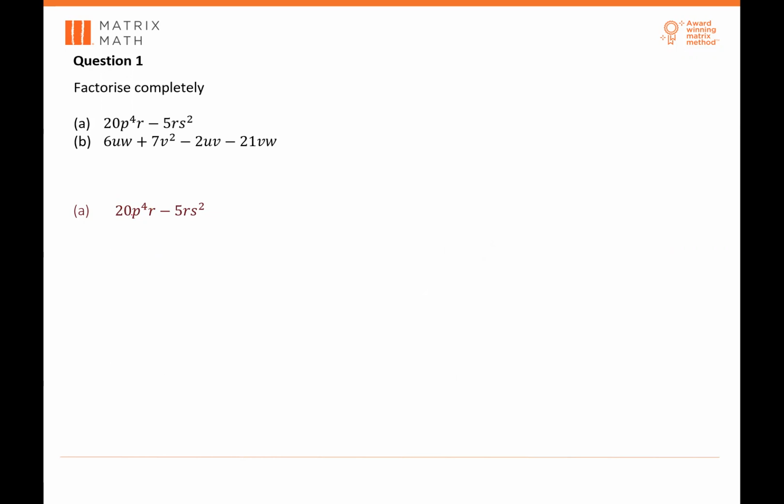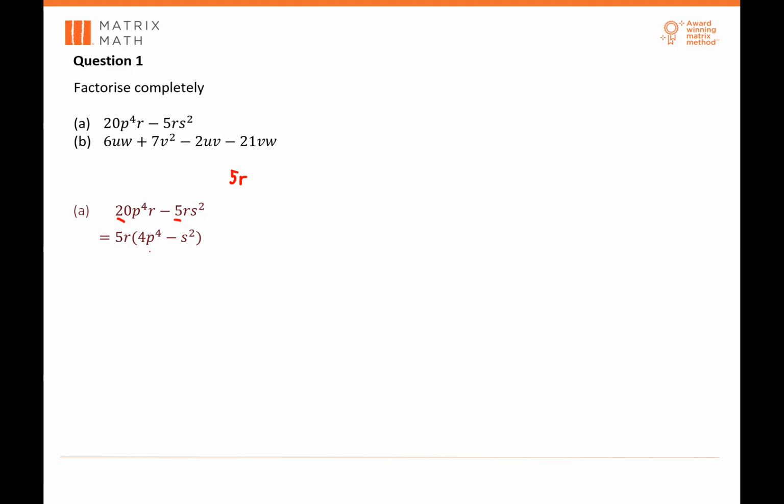If I look at the numbers, 20 and 5, my common factor will be 5. And then if I look at the letters, there's no P on both. There's only P on the first term. So P can't be a common factor, but you have R on both sides. So my common factor will be 5R. I factorize this out first. I get 5R, and then you put in your brackets the leftover. So 4P power 4 minus S squared.